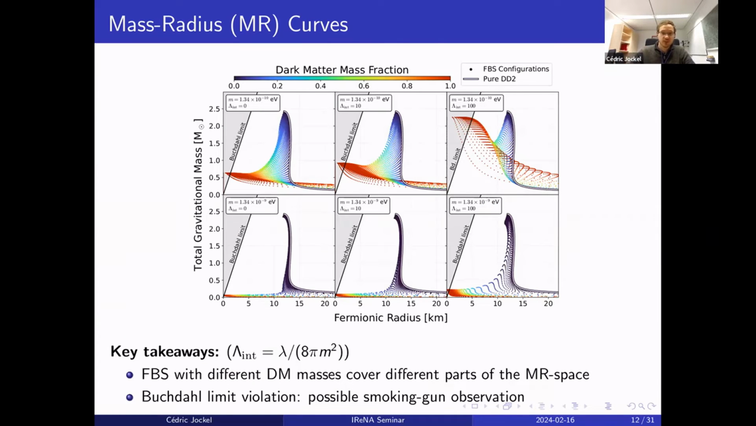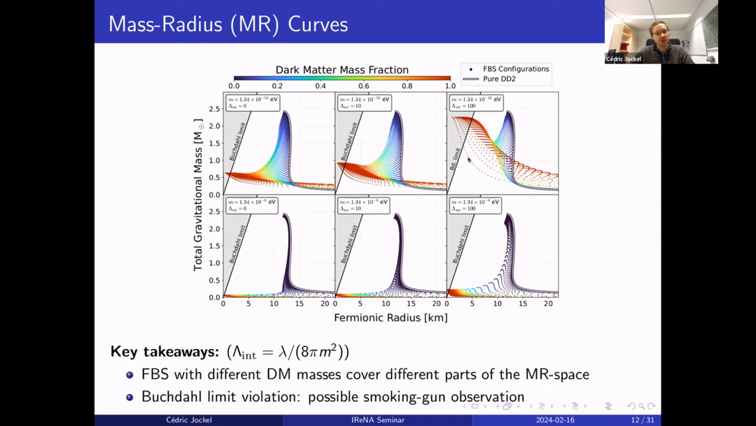So here I've plotted a bit more different configurations. I'm varying from left to right the strength of your self-interaction. So on the left is no self-interaction at all. On the right is a strong self-interaction. And on the bottom, I changed the mass of the scalar particle. So you can see which part of your mass radius curve is populated by your fermion boson star. It will change depending on your dark matter properties. And this is exactly how you might try to constrain your dark matter.